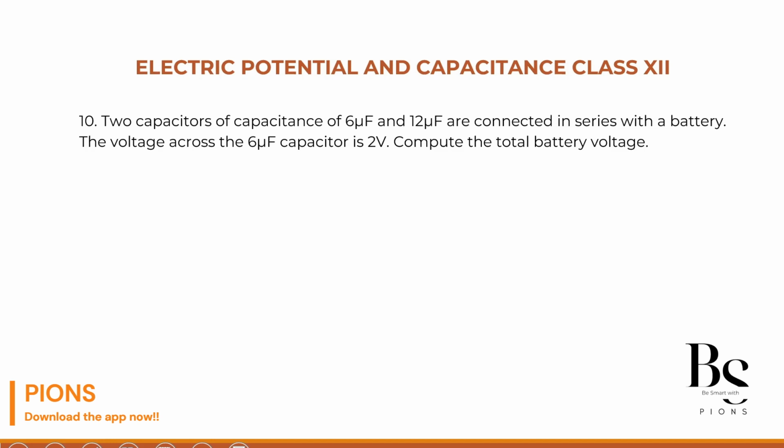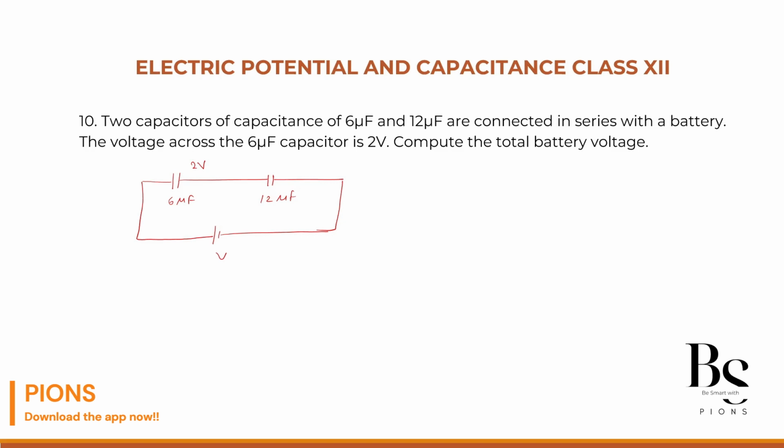Two capacitors of capacitance 6 microfarad and 12 microfarad are connected in series. So let's draw a rough diagram. This is our 6 microfarad and the next one is 12 microfarad, connected in series with a battery. Let's draw a rough battery diagram here. The voltage across 6 microfarad is 2 volt. Compute the total battery voltage.